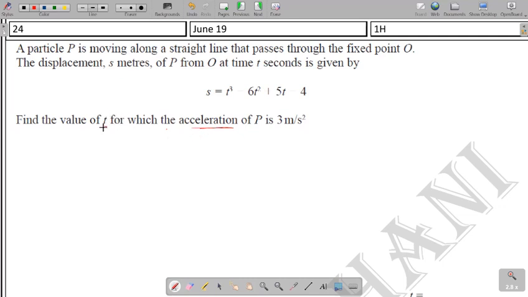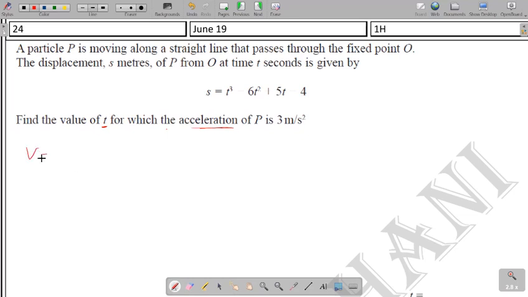So again, he asked us to find the time when the acceleration equals 3. But I cannot find the acceleration directly. I need to take it step by step. I need to differentiate the expression of displacement to get the velocity. Then from the velocity, I will differentiate again to get the acceleration.